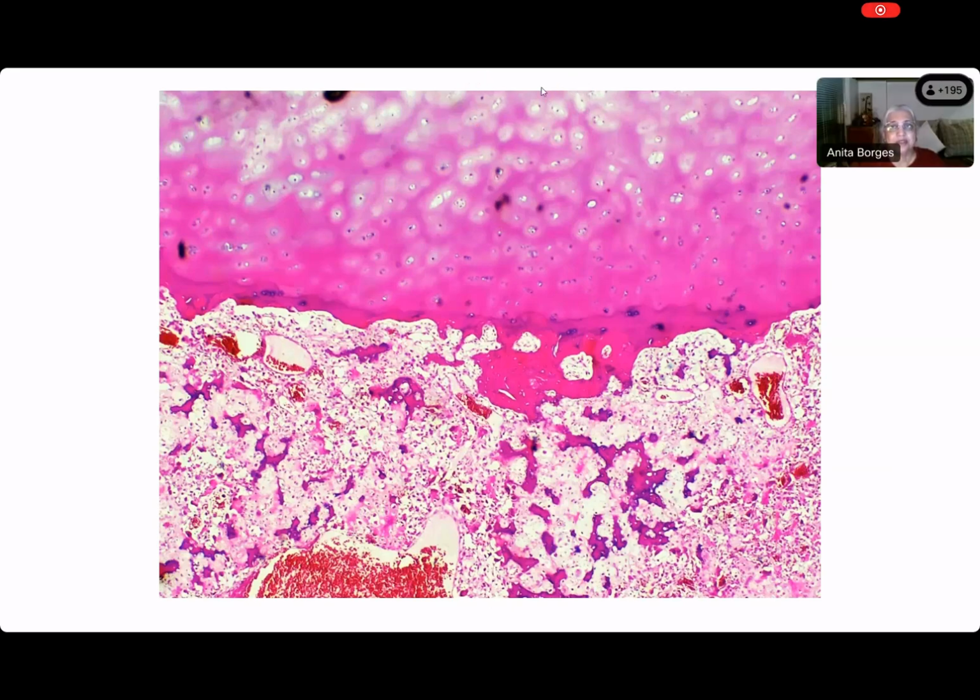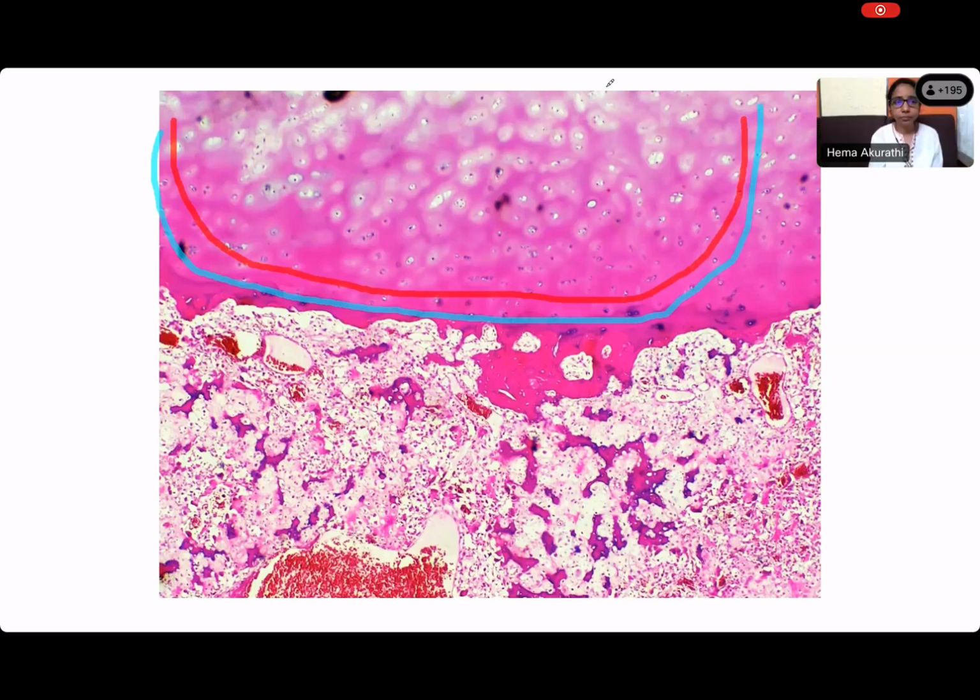Now let me get myself annotation so that I know what you guys are talking about. You think that all of this, let me take another color, all this that we outlined is articular cartilage. Is that what you think? Yes, Mansi? All right, Mansi thinks that.